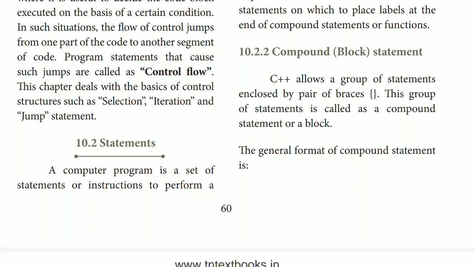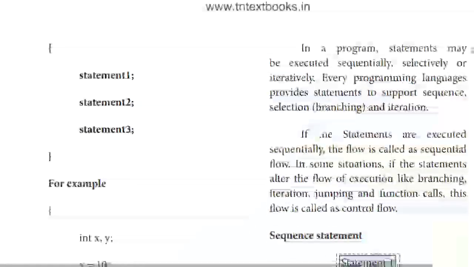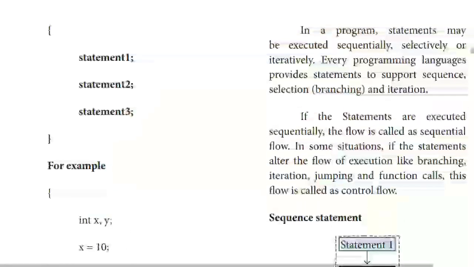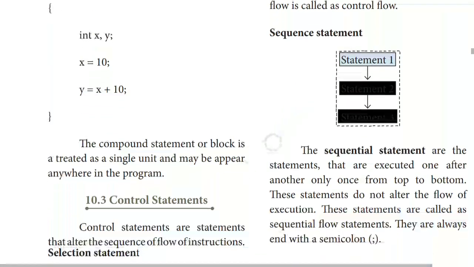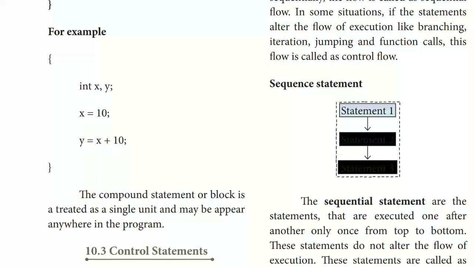The general format of a block of statements is this. You open the brackets, give as many statements as you need inside the curly brackets, and close it. This is a block of statements. The compound statement or block is treated as a single unit and may appear anywhere in the program: at the top, at the bottom, or in the middle, wherever you need.